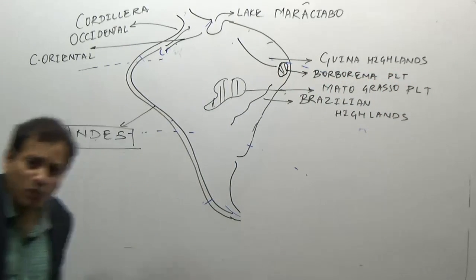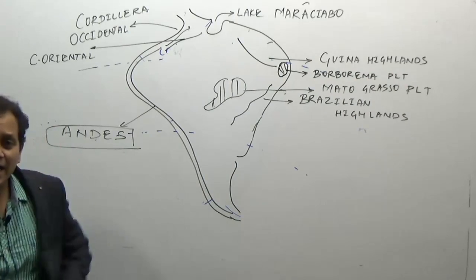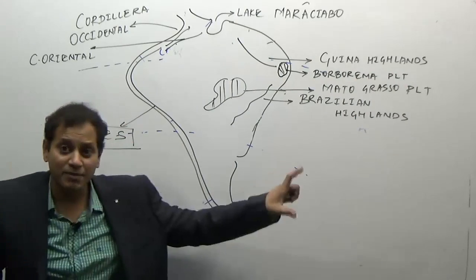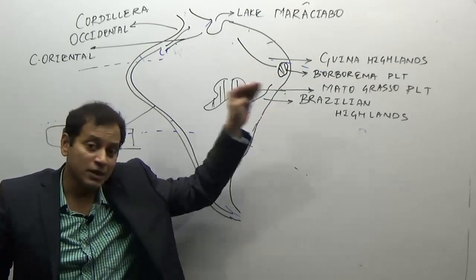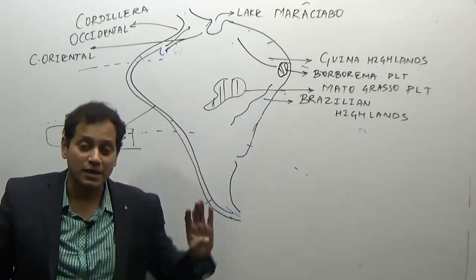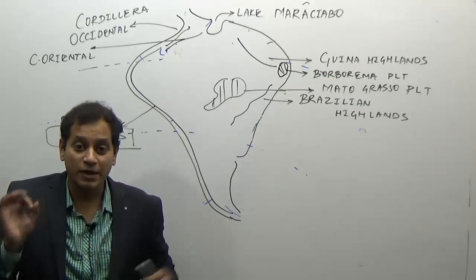So the major highlands are the Andes on the western part, while on the eastern part there are the Guyana Highlands in the north, followed by the Borborema Plateau, then the Plateau of Mato Grosso and the Brazilian Highlands. So these are the important highlands.